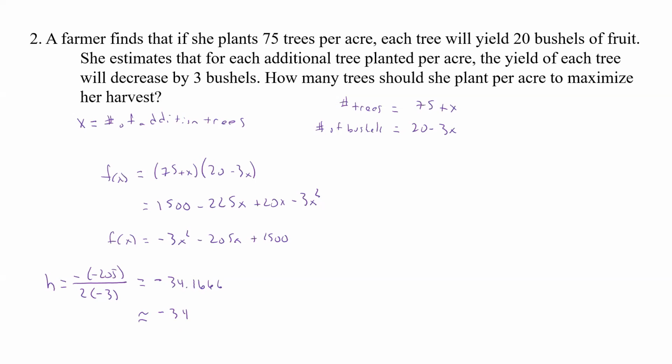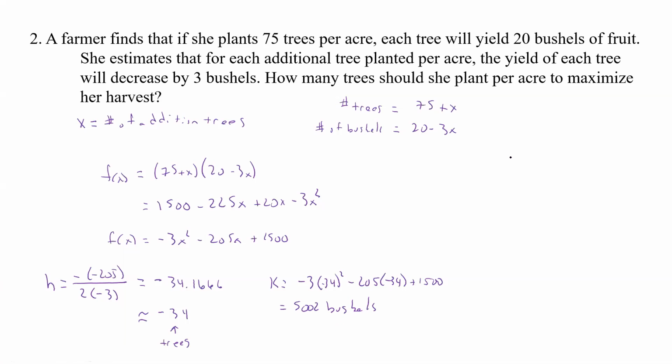Okay. Well, what does that give us for k? Well, k is going to be, now we plug in everything here, so it's a minus 3 times negative 34 squared minus 205 times negative 34, and then plus our 1500. And so if we plug all that in, that's 5002, and that's going to be trees. So this is going to be, actually that's not trees, that's bushels, sorry. That first one was trees. I'm writing the wrong thing. So this is trees, and this is bushels. Okay.